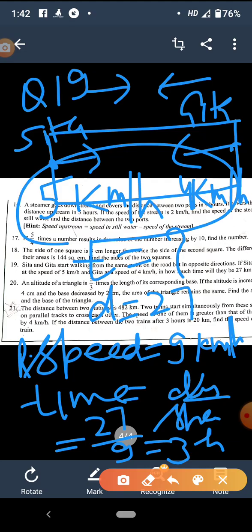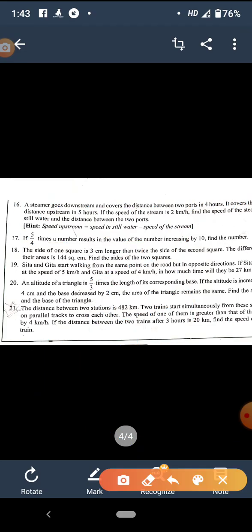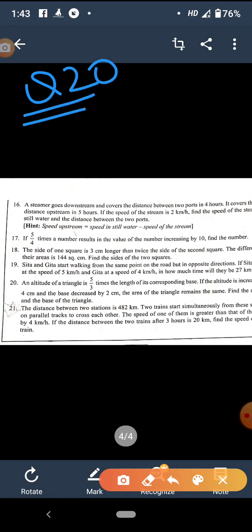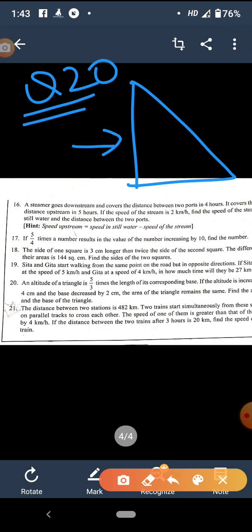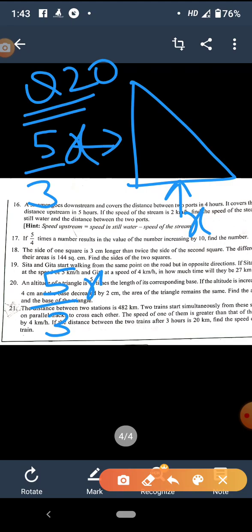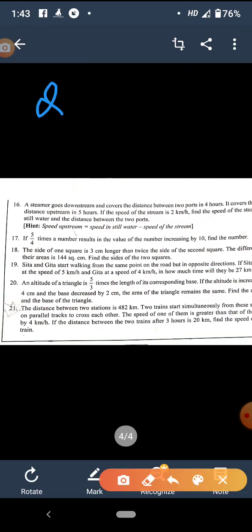Now question number 20. An altitude of a triangle. Let us take a triangle. This is the altitude. It is 5 by 3 times the length of the base. So let the base be x. So the altitude is 5 by 3 times the base. Now if the altitude is increased by 4 and the base is decreased by 2, the area will remain the same. Okay, I have increased by 4 and decreased by 2. Area is the same. So beta, what is the area of the triangle?